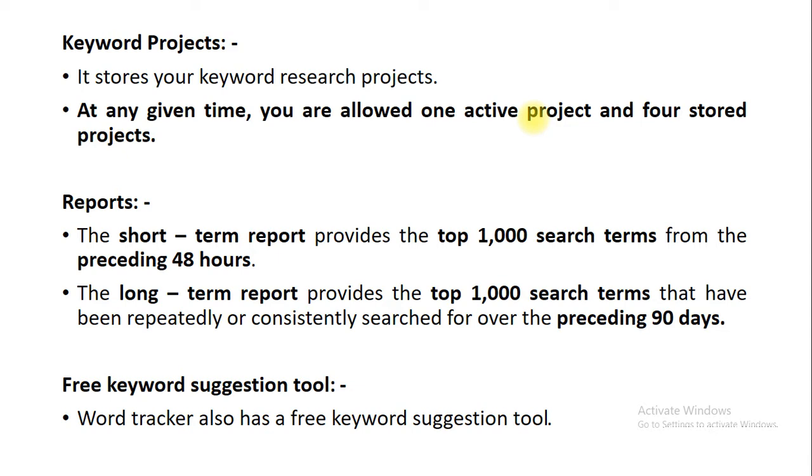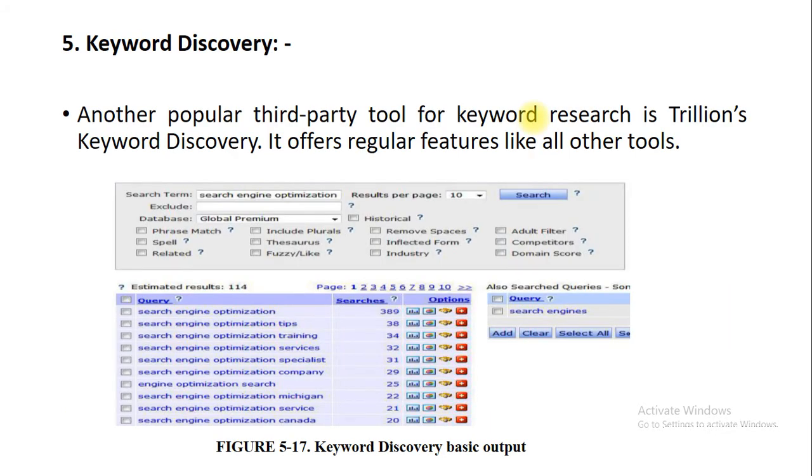Free keyword suggestion tool is nothing but a suggestion tool which is provided by Wordtracker. Keyword Discovery is another tool which is used to discover different kinds of keywords. Again, over here you can exclude certain terms which you do not want to see in the output. Here I have shown that you can exclude tips or you can exclude Canada. So, this will not be in the result.